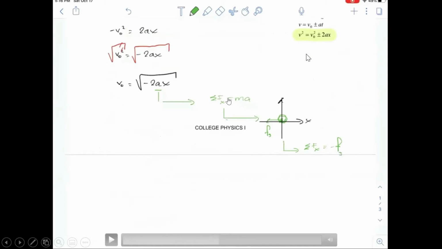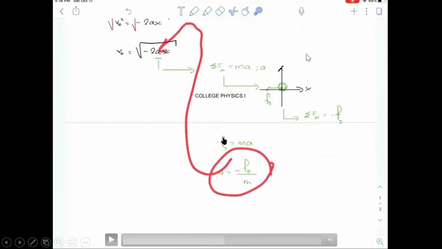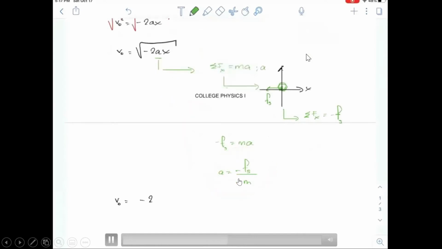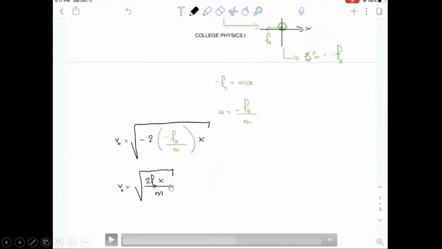So substitute back into that formula. Solve for A, and then do a back substitution. Notice that you got negative and negative. Negative times negative is going to be positive. So the expression looks like this.